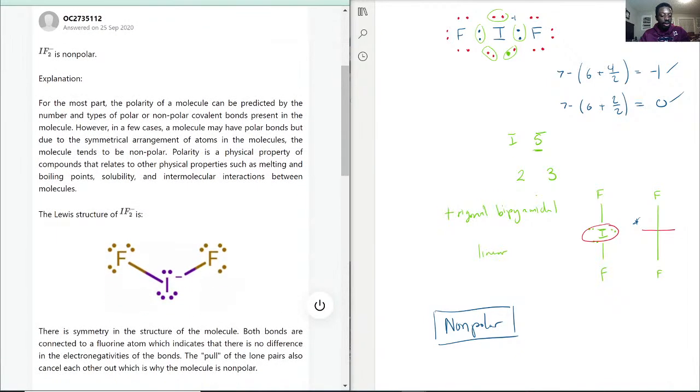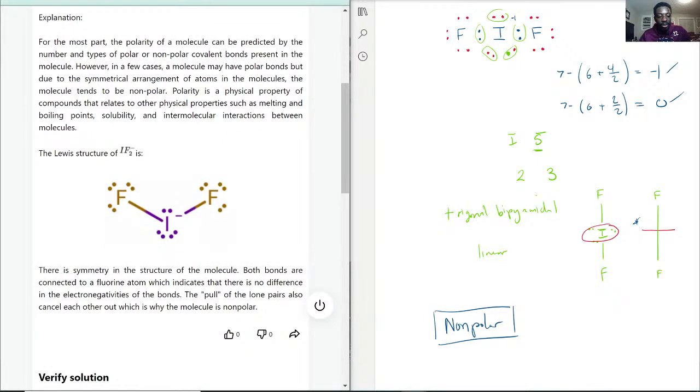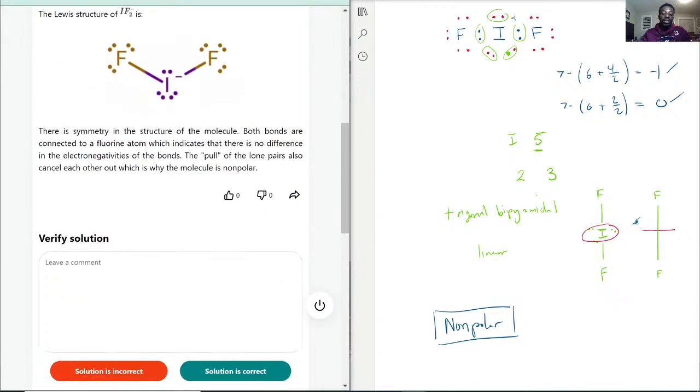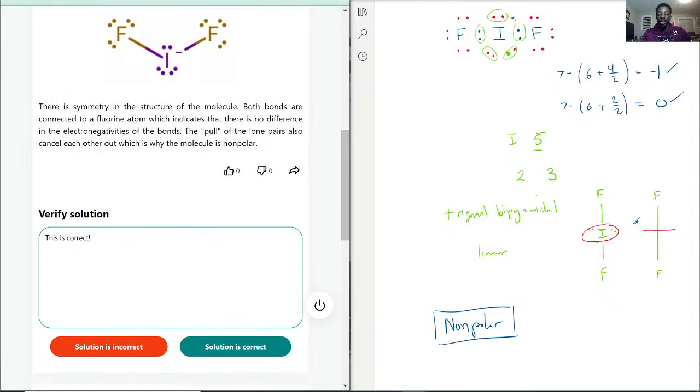They draw the Lewis structure, and then I hope they mentioned the geometry. They do have symmetrical arrangement, okay, and therefore it's non-polar. I would say this is correct, but like I said, it's key to know the molecular geometry, just so that way you can actually visualize how the molecule is non-polar.